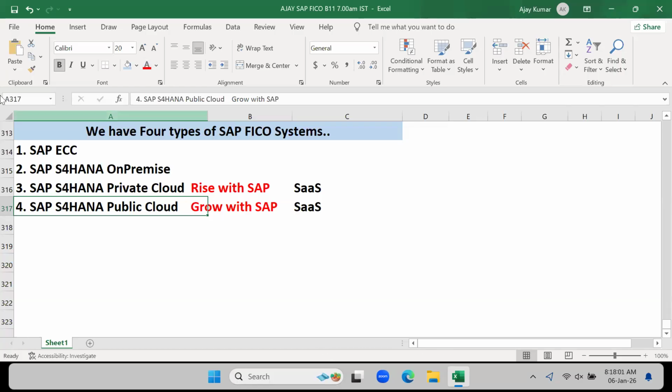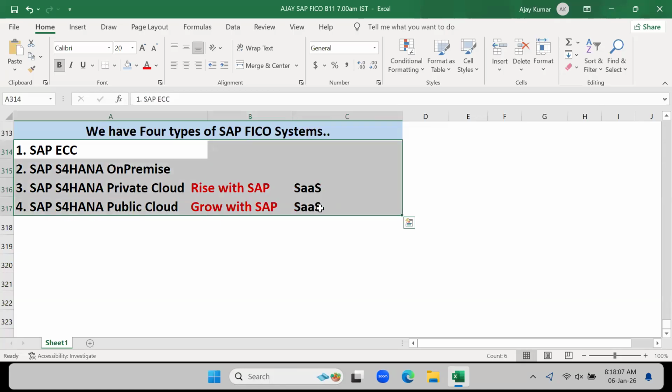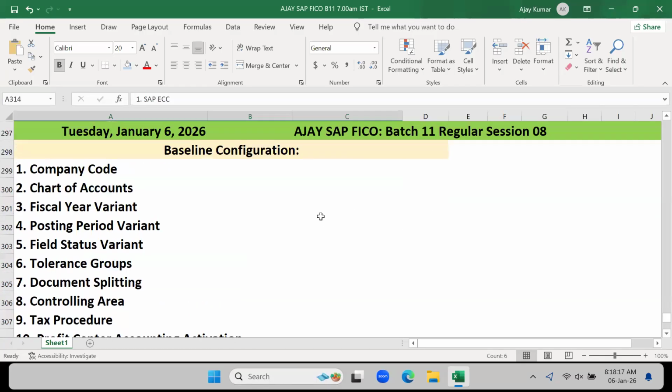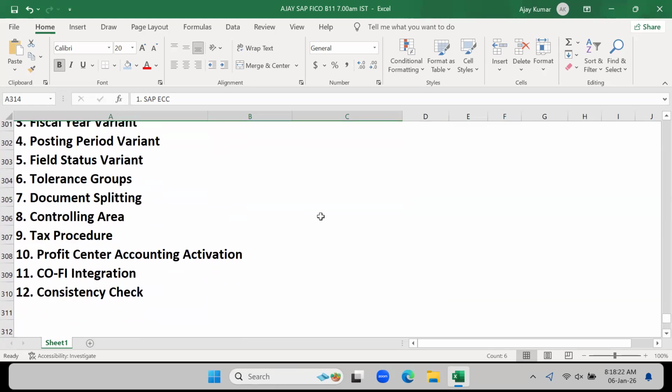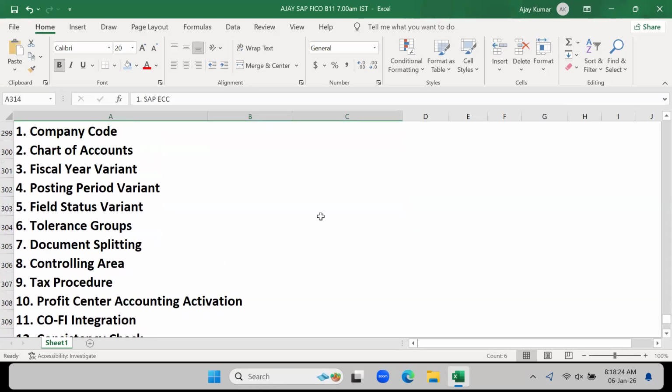Right? So in short, what I want you to do for today is just make sure you are clear and comfortable on these 4 points. Understood? Yes, sir. FICO means don't blindly say SAP FICO. Segregate these 4 categories in FICO, and then baseline configuration. You have to be in a position to read out these 12 points as it is.